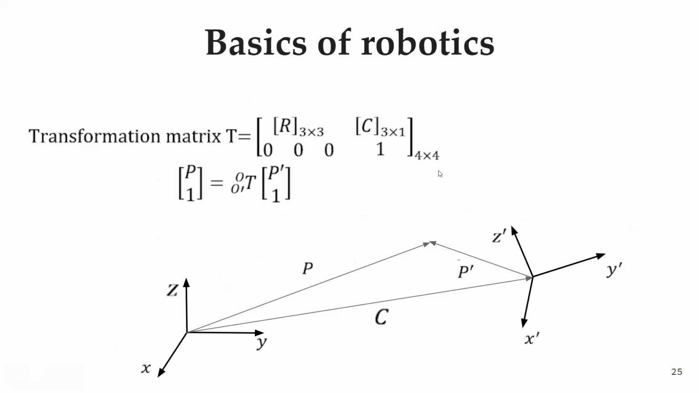It's a 4 by 4 matrix, which includes the rotation matrix, which is a 3 by 3 matrix, and the displacement of the coordinate system. It is used in this form because it puts all the information in one place. So the vector p can be calculated according to this formula.